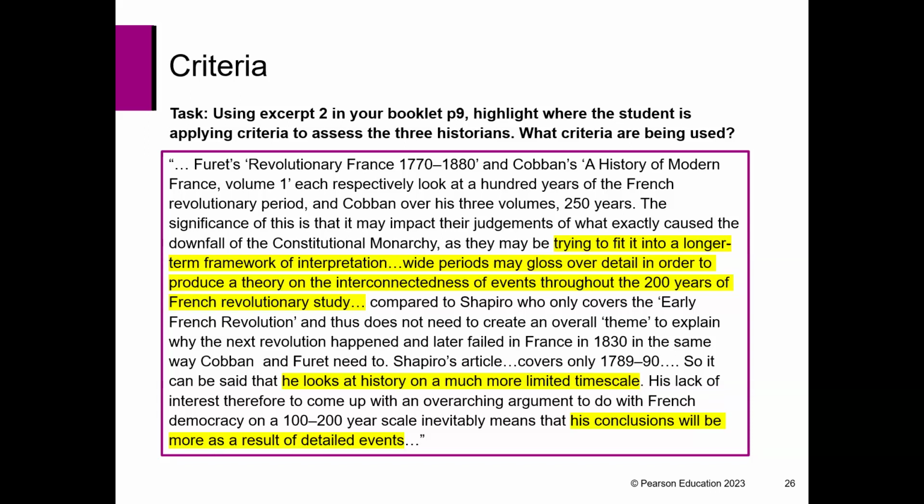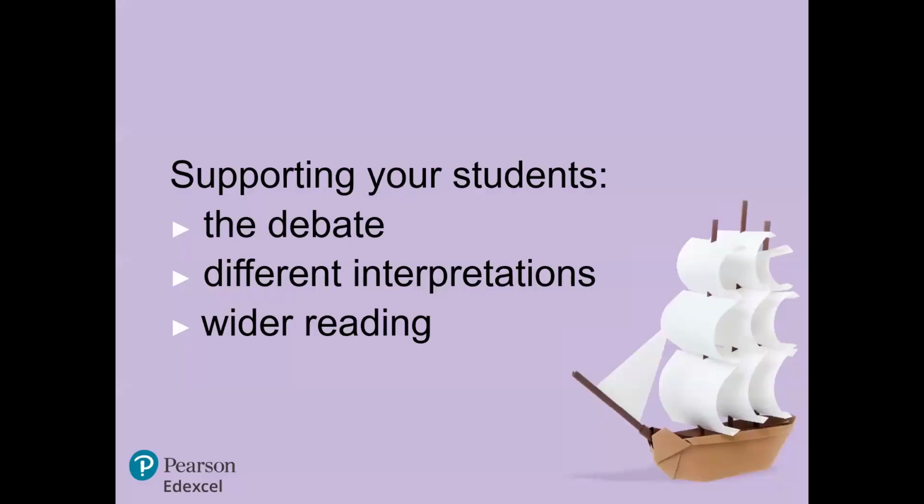So, as I say, encouraging students to identify the criteria in different examples, thinking about how they could use more than one, thinking about how they can decide which is the most relevant criteria to use with their particular historians. So now let's move on from the planning to thinking about supporting your students when they're actually identifying their historians, thinking about the historical debate that they're going to be participating in, looking at the different interpretations that they are finding, and then, of course, the wider reading as well.